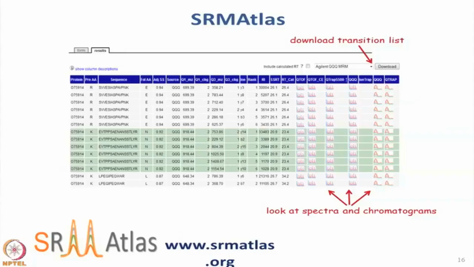So SRMAtlas, this represents what would happen if you had done a search for, say, this protein. Each one of these lines represents an SRM or MRM assay. An assay is basically a Q1 value, a Q3 value, so a precursor m/z, a fragment m/z, and retention time, as well as a relative intensity so that you can rank it relative to its neighbors. We have all these links. You can look at spectra and chromatograms.